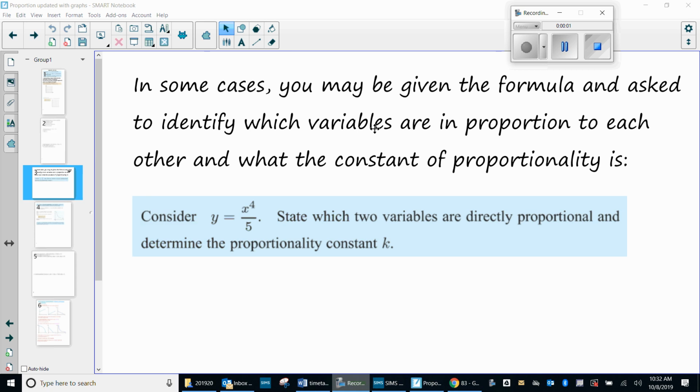Okay, so in some cases you may be given the formula. For example, here they've said consider y equals x to the power 4 over 5. They've asked you to identify the variables. Remember, they're the things that change. So in this question, which would be my variables? Which things are the things that change? Remember, they normally are referred to as letters.